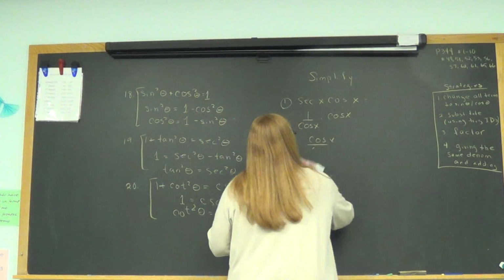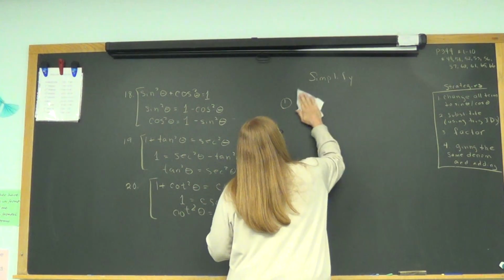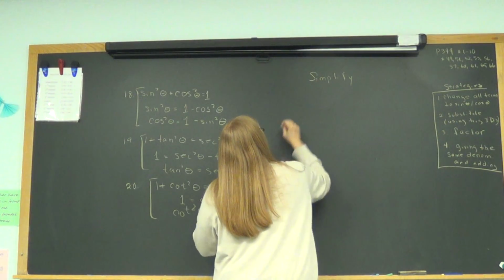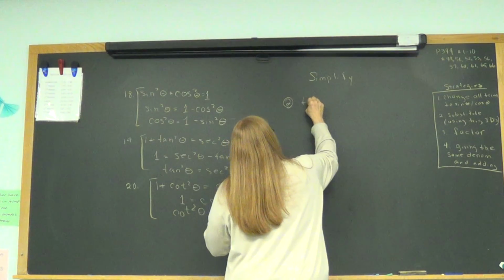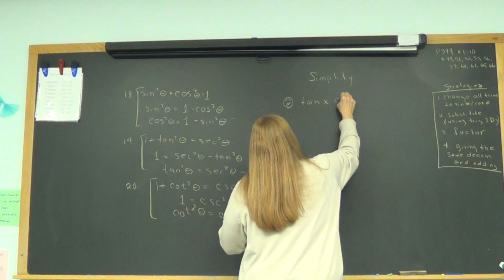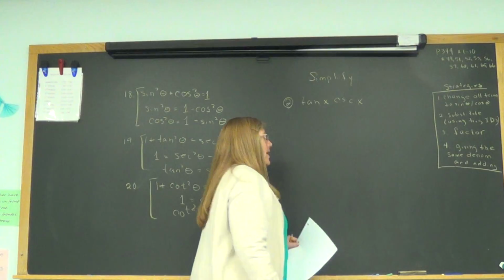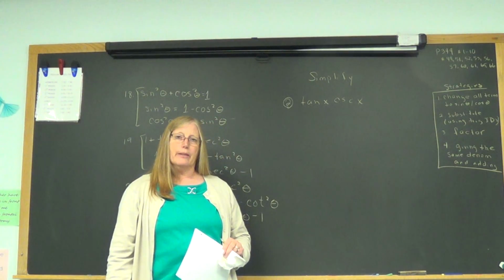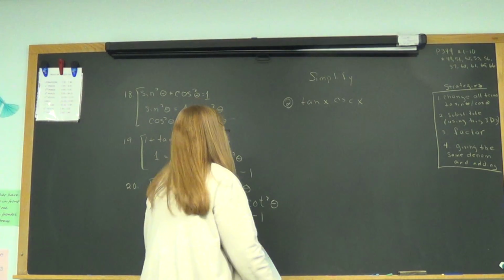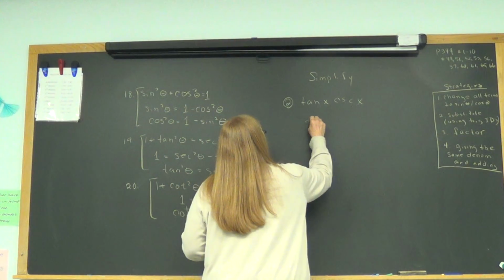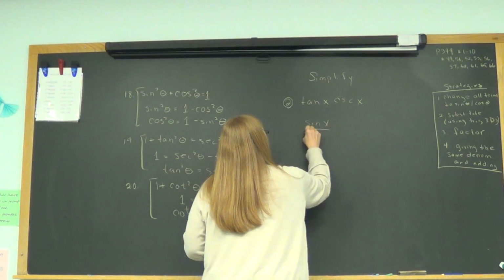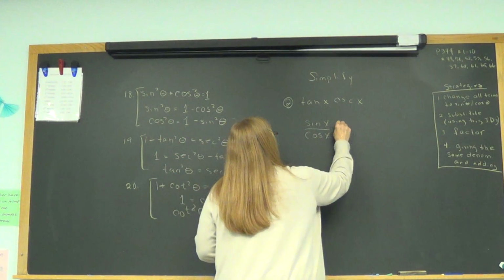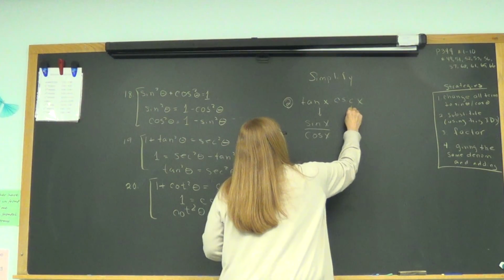Tangent x times cosecant x. Try it while I'm getting it up. Tangent x cosecant x. You can use strategy number 1 to change those terms to sine and cosine in order to simplify. Tangent is sine over cosine, we established that, and cosecant is 1 over sine.